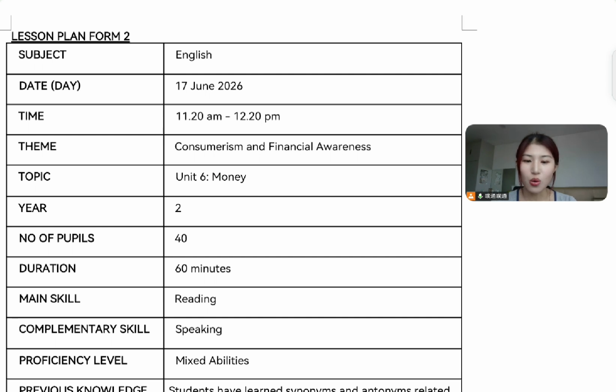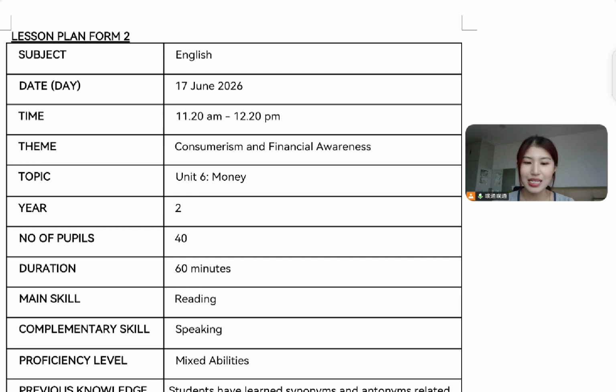Entitled Where Do British Teenagers Get Their Money From? From Post 2, Unit 6, Money. This lesson is designed for Form 2 students under the theme Consumerism and Financial Awareness. The lesson duration is 60 minutes. The main skill is reading, while speaking serves as the complementary skill.